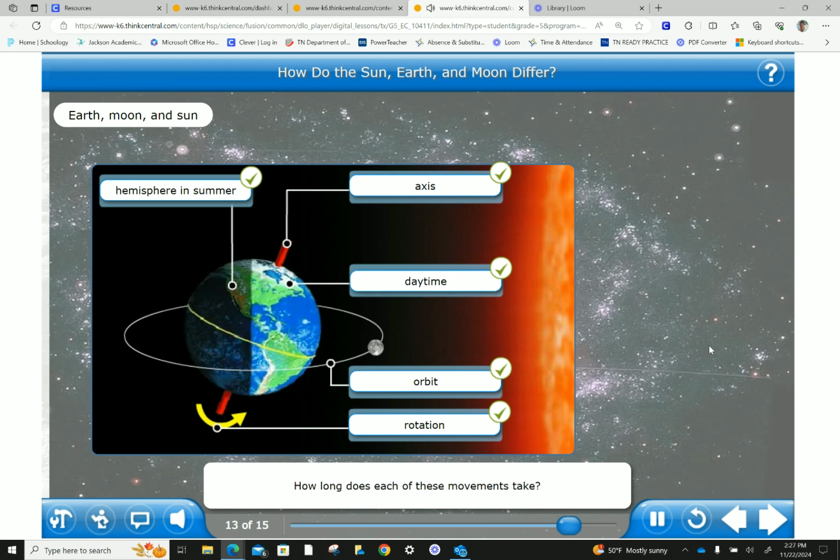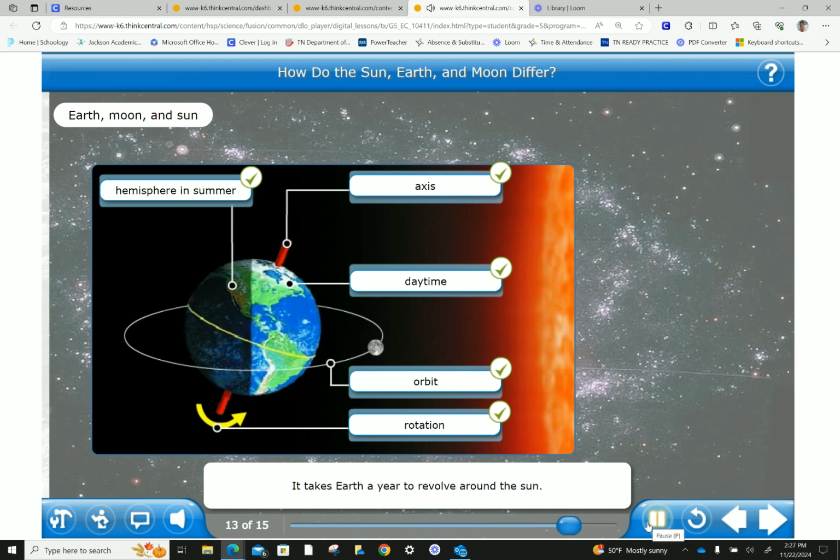How long does each of these movements take? One full rotation of Earth takes about 24 hours. Earth's rotation is responsible for our day and night cycle. It's going to be important for you to know that a rotation is one day, and that's what changes our days and nights.